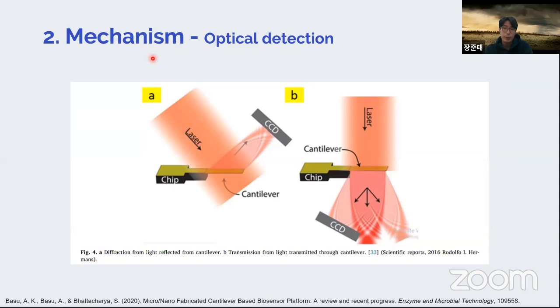From now, I will introduce 5 sensing mechanisms of cantilever biosensors. First is optical detection. We shoot a laser beam on the cantilever and measure the light power on a CCD, which converts the power of light to an electrical signal. So we can sense diffraction or transmission induced by the deflection of the cantilever. If the cantilever is bent, the power of light will be decreased.